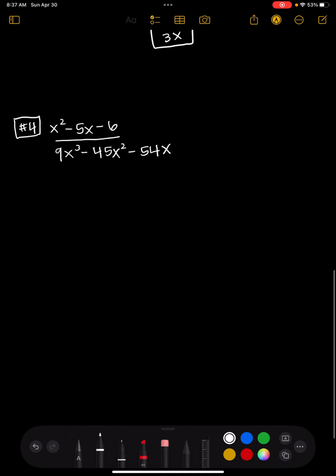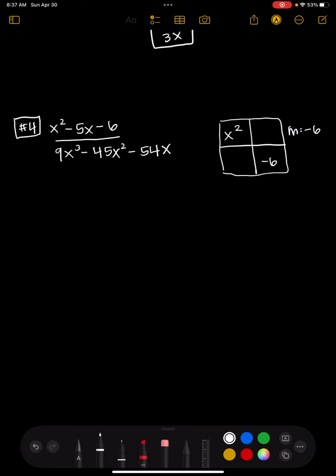This last example is x squared minus 5x minus 6 over 9x cubed plus 45x squared minus 54. So if you notice, the top, again, is that quadratic trinomial. And so I'm going to use the box method for it. Let's draw it right here. We're going to put the x squared up here, negative 6 down here. We want to multiply to be negative 6 and add to be negative 5.